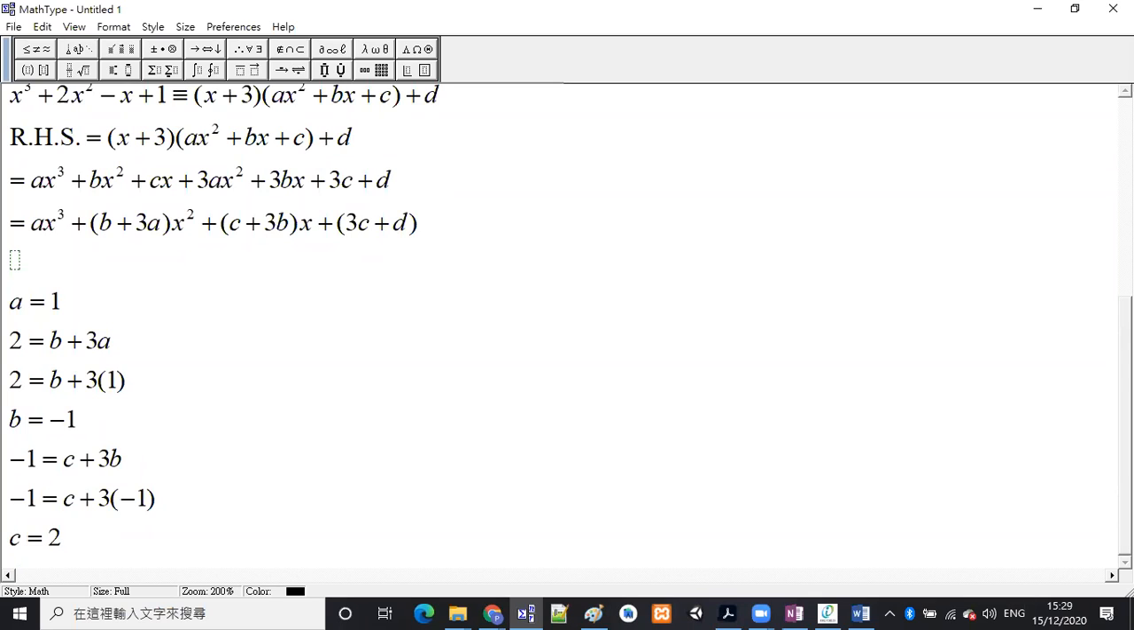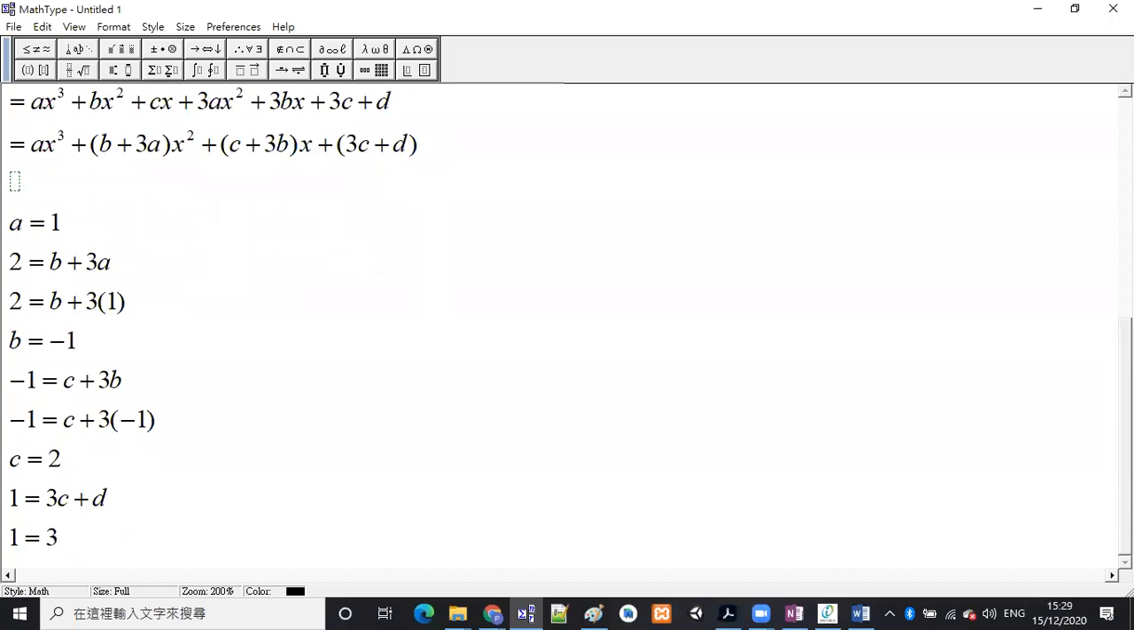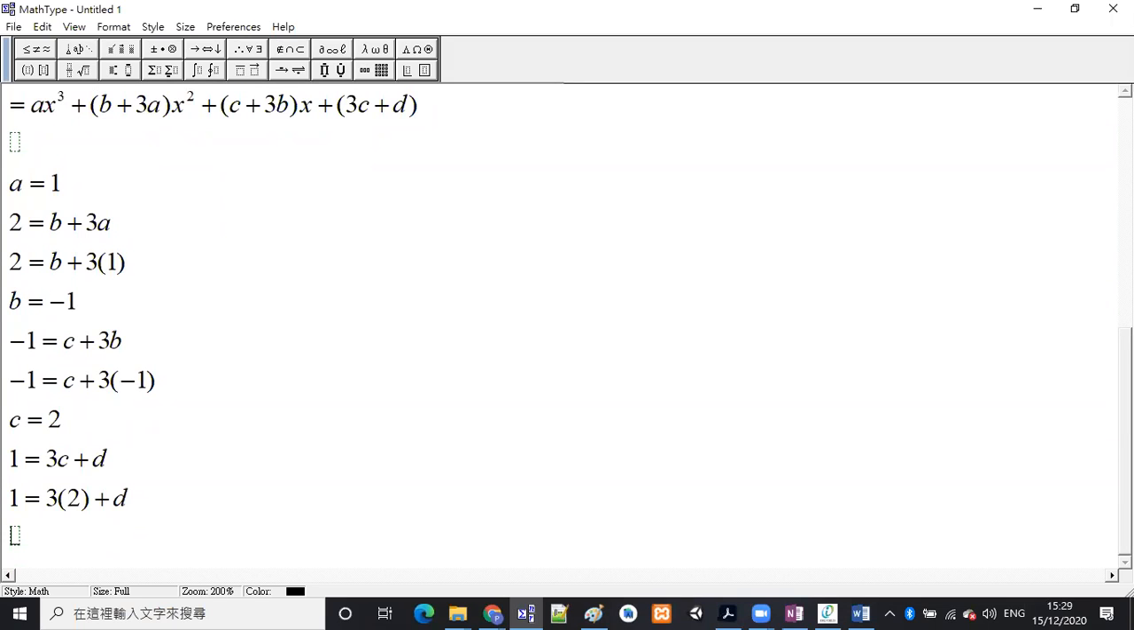Okay? And for the constant term, the left hand side is equal to 1. And the right hand side is 3c plus d. But we have already found the value of c. So it is like this. So d is equal to -5. Okay? So now we have a, b, c, and d all being found.